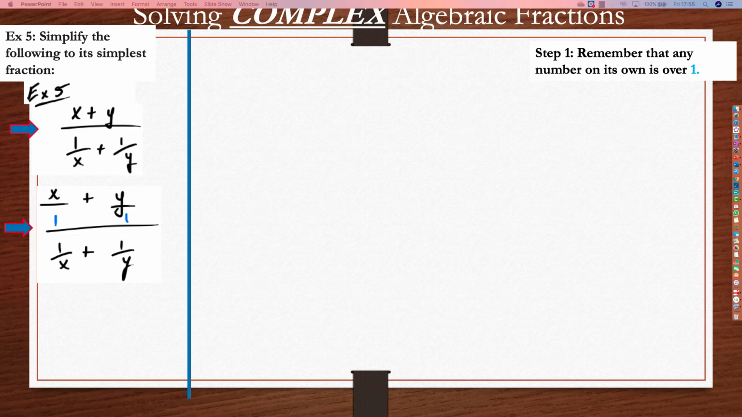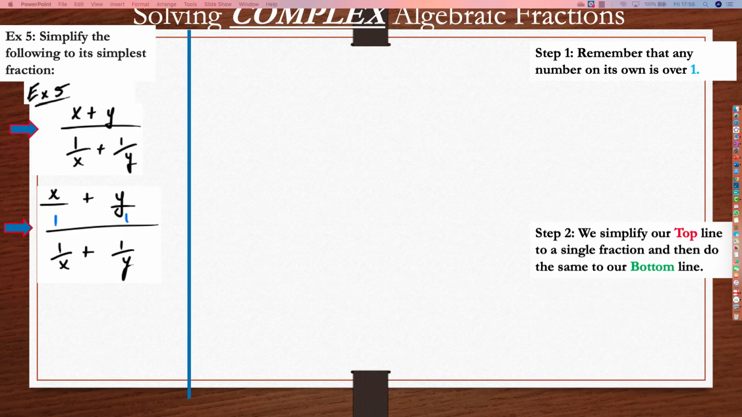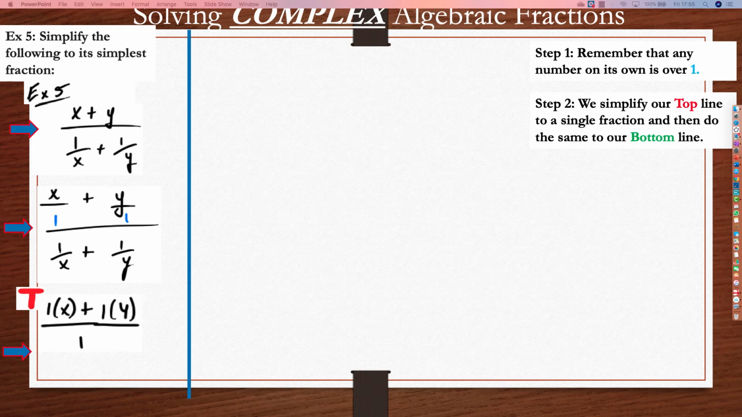So, making this a single fraction. Stevie, what's going to be the common denominator on top? 1. Go man. Common denominator on top is 1. So, 1 into 1 goes once by our top number x, plus 1 into 1 goes once by our top number, which is y.